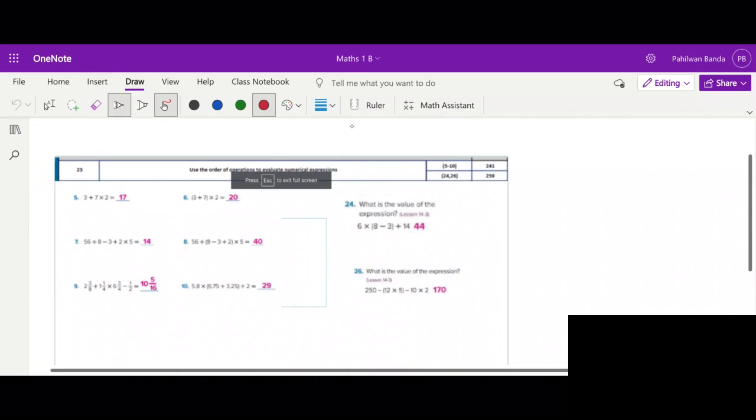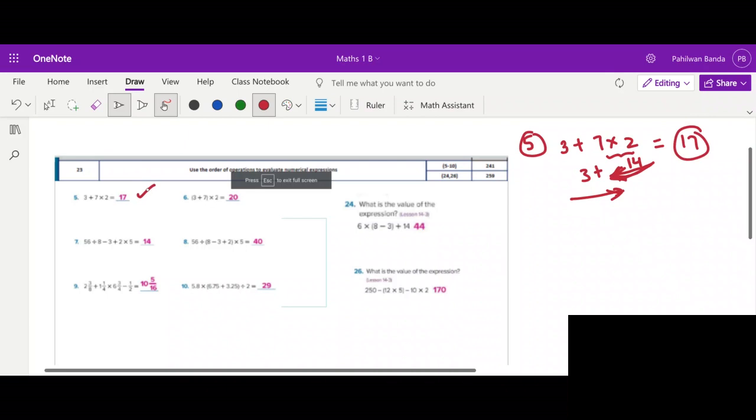Alright. Now question number 5. Look at question number 5. What do you have? 3 plus 7 times 2. Now always remember children, you have to do the calculation from left to right. Don't do it the other way, or you will get the wrong answer. This is the rule. So first you simplify this. 7 into 2 is how much? 14. Plus 3, 14 plus 3 is how much? 17. That is why your answer is 17. Most of the students add 3 plus 7, get 10, into 2. No, that's wrong. You must do it from left to right. This is the rule.